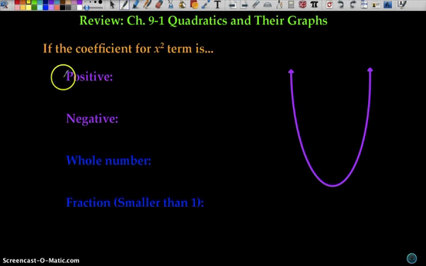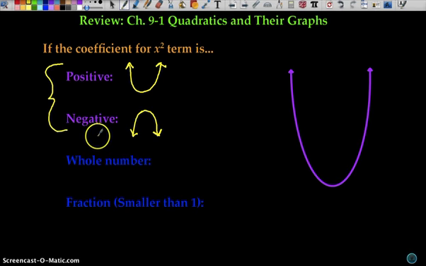Another thing for review that's really important, if the coefficient for the x squared term is positive, it will open upward, okay, so remember that, and negative means it will open downward. Okay, so these have opposite effects, which is why they're in the same color.